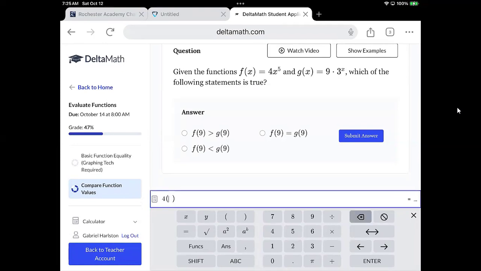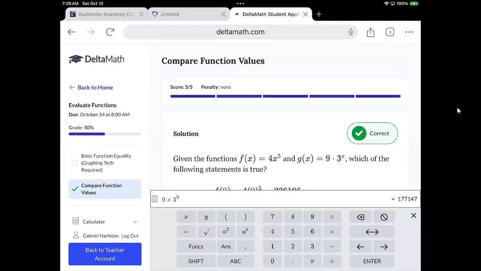And now we're going to do g of 9. So we're going to do 9 times 3 raised to the 9th power. And that is 177,147. So in this case, f of 9 is still greater than g of 9. We submit it, and there you go.